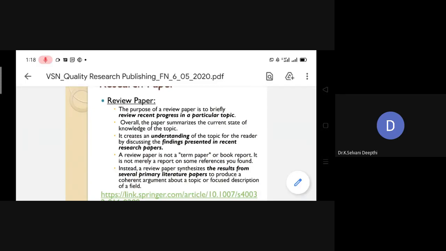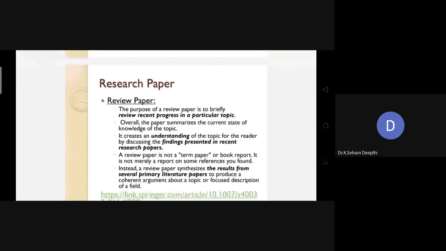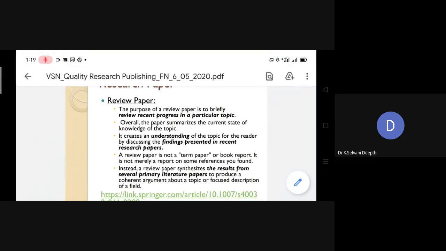So first we have to fix the title. Security and privacy issues in healthcare using blockchain. You can make a title like that. After that, you have to download various papers that deal with blockchain, security and healthcare, and we have to study all those things.